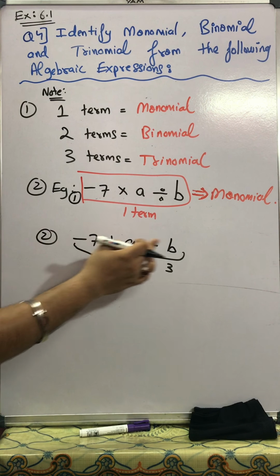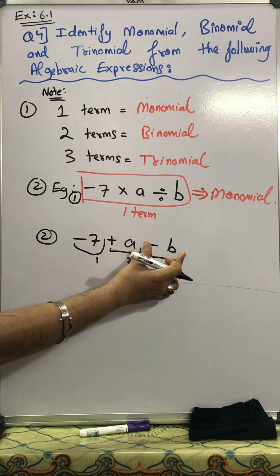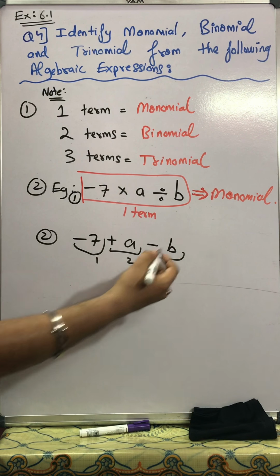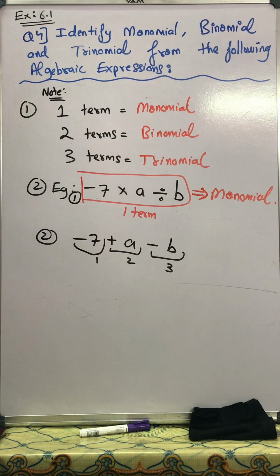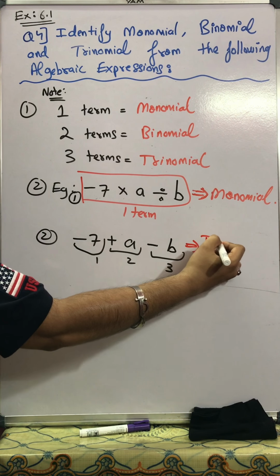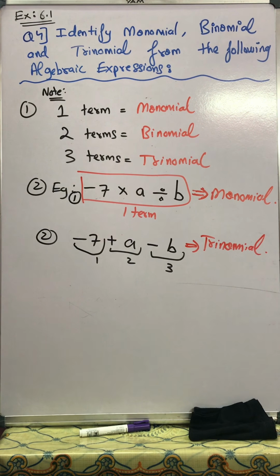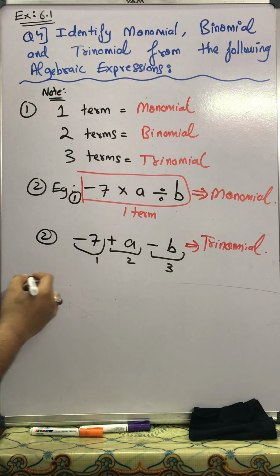So first, second and third. The first term is minus 7, the second term is plus a, and the third term is minus b. So now we have three terms, and now we can say that this expression is a what? Three terms, the trinomial. Trinomial. Okay. Moving on to the third one.